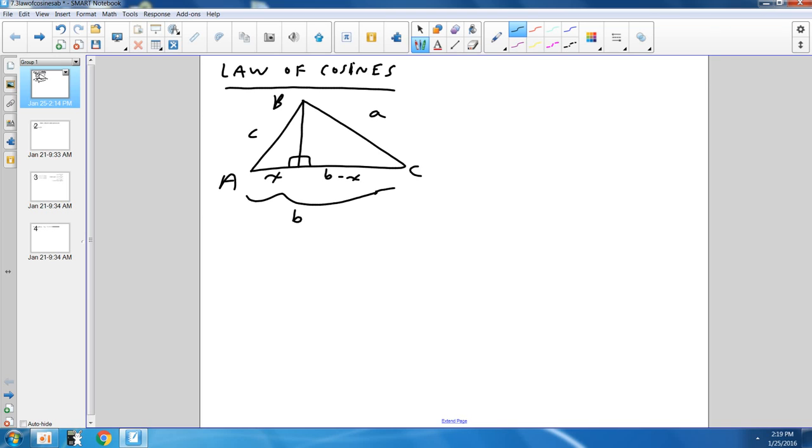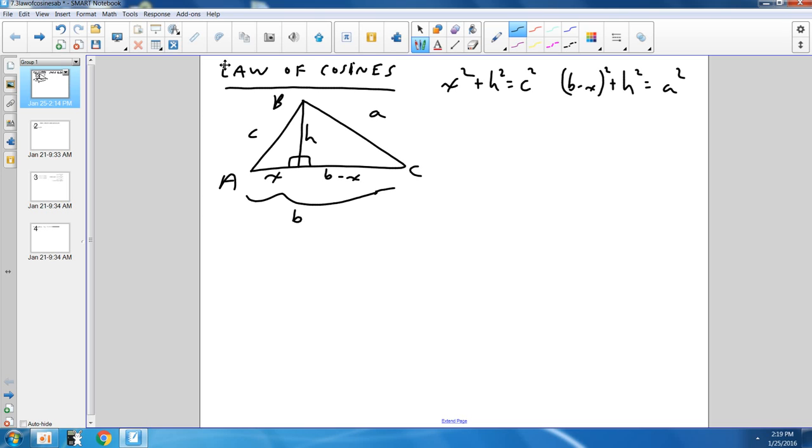One equation is going to involve the Pythagorean theorem on the left side. The other one is the Pythagorean theorem on the right side. And then the third piece is going to be a cosine of angle A. And then I'm going to take those three equations and combine them all into one, and that is going to be my law of cosines. So, for starters, the left triangle is going to be x squared plus h squared equals c squared. And on the right side, it's going to be (b minus x) quantity squared plus h squared equals a squared.